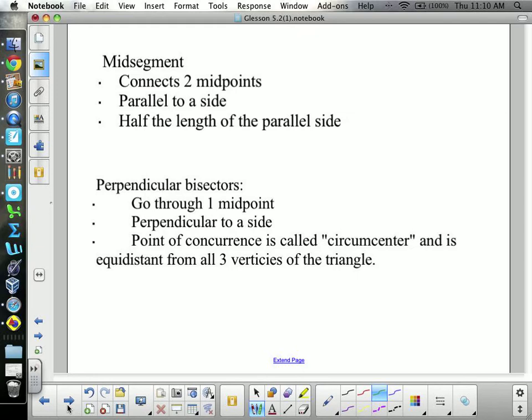Yesterday we learned about mid-segments. Mid-segments connect 2 midpoints. They're parallel to a side, and they have half the length of the side it's parallel to.